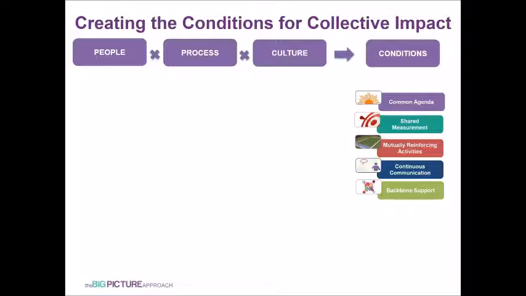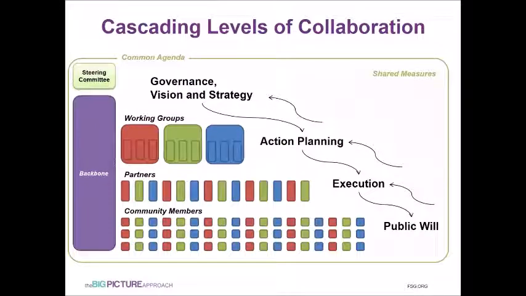Great, and to build on that concept of people, process, and culture, specifically on the people front, one thing that we often see in collective impact is really intentional structuring of the conversation such that you have cascading levels of collaboration where you have people engaged at different levels, and it's not a top-down corporate structure, but one that is much more organic where you have information flowing in multiple directions.